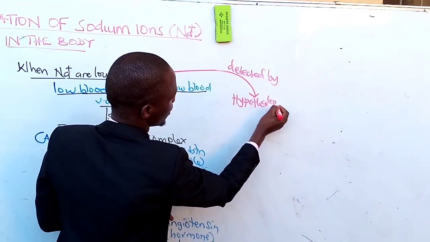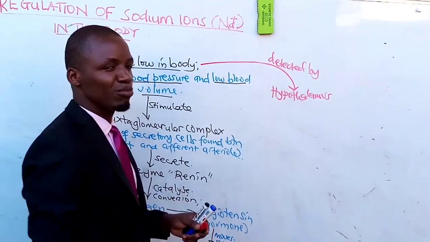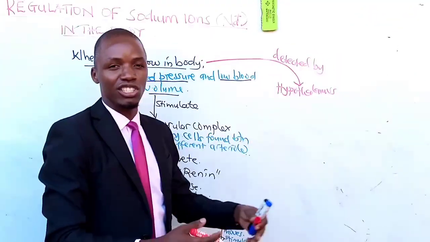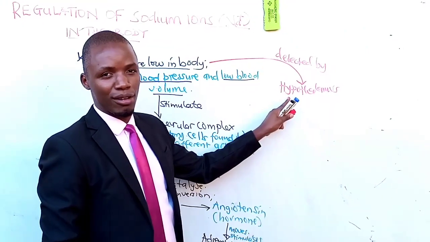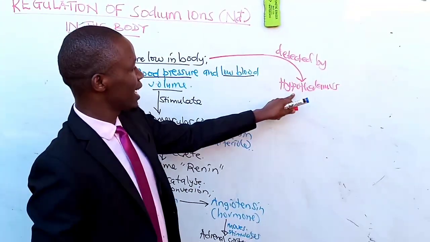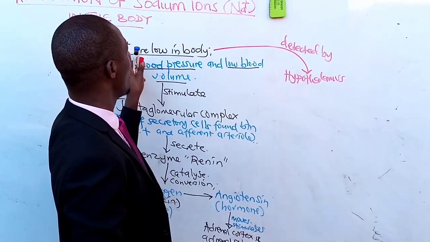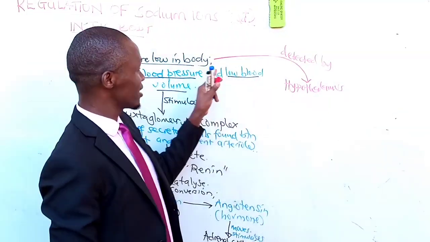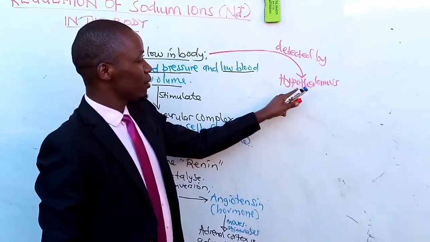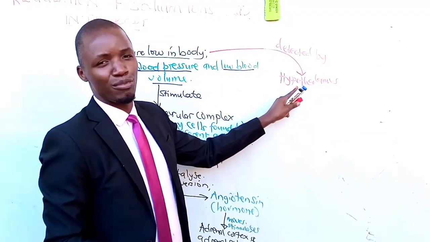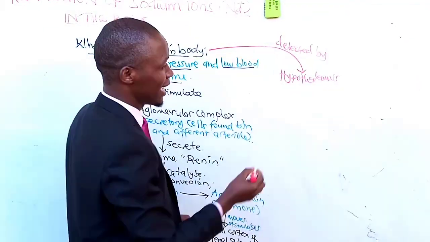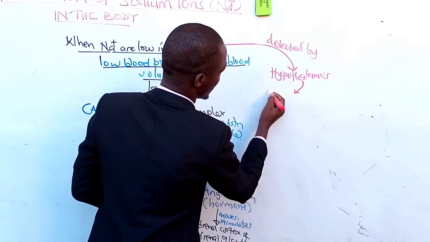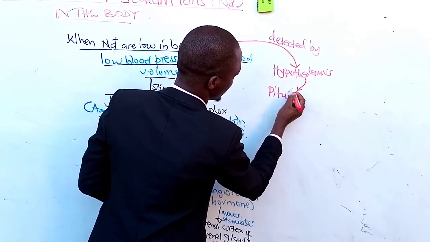For those of you who are watching me and maybe you're not much into biology, the hypothalamus is part of the brain. It is another part in the brain. So that part of the brain can detect that in the body we now have low sodium ions. And once it has detected that, this hypothalamus controls another part of the brain, none other than the pituitary gland. So we have got the pituitary gland next here.